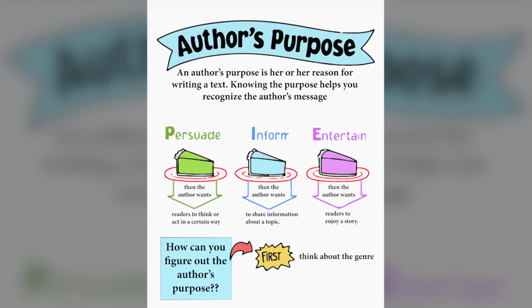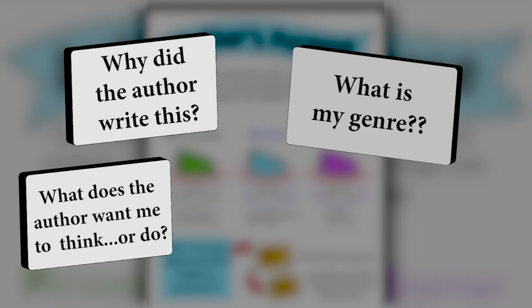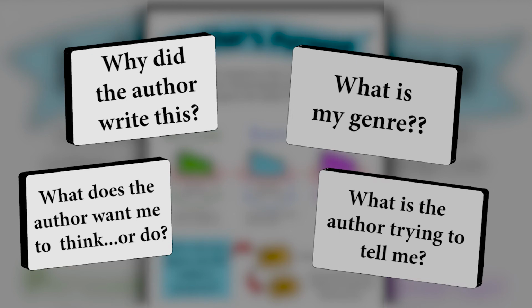So how can we figure out the author's purpose as we're reading? First, think about the genre. Then ask questions about what you read and find your answers. Why did the author write this? What is my genre? What does the author want me to think or to do? What is the author trying to tell me? Those questions will help you to determine the author's purpose as you read.